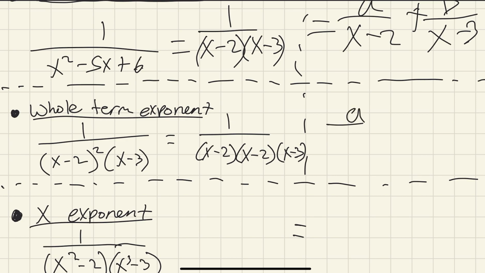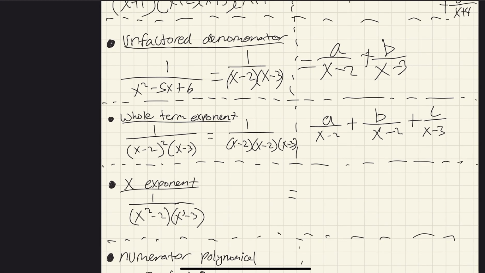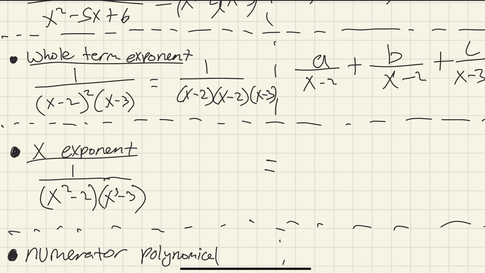So you'll have a over x minus 2 plus b over x minus 2 plus c over x minus 3. Nothing too hard there. The only trick is you need to not confuse it if you have an exponent on the inside of one of the terms. If you have it on the inside, that's different. And it's actually going to change what our answer looks like, annoyingly.